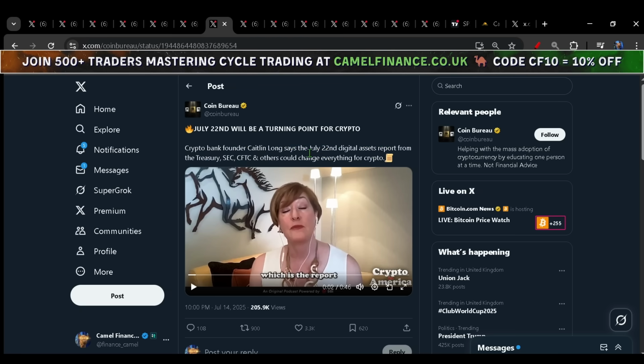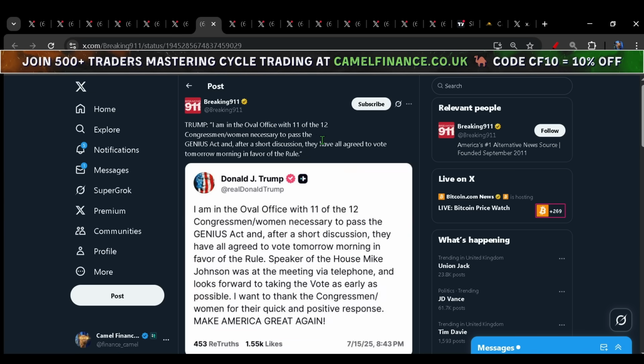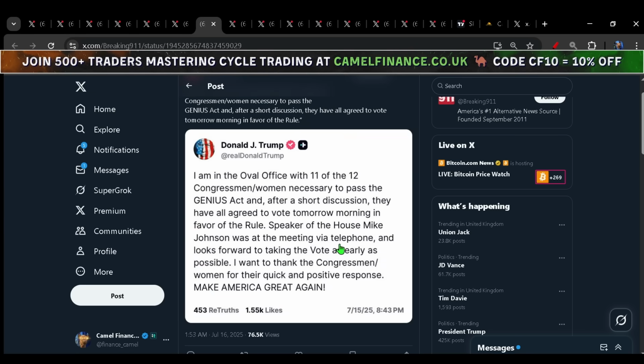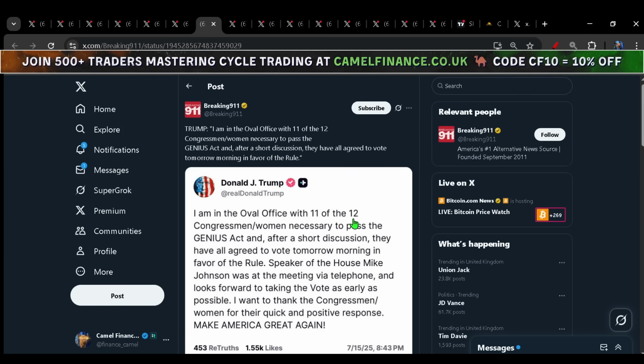In addition to this thing on the 22nd, we've also got this Genius Act, which is pushing through. I suspect this is probably going to be announced at the same time. It's just how cycles tend to work, right? They just seem to align with these kinds of narratives. So pause your screen and read this if you want, but the too long didn't read is the Genius Act is well on its way, and it is also expected to be timed around the 22nd.